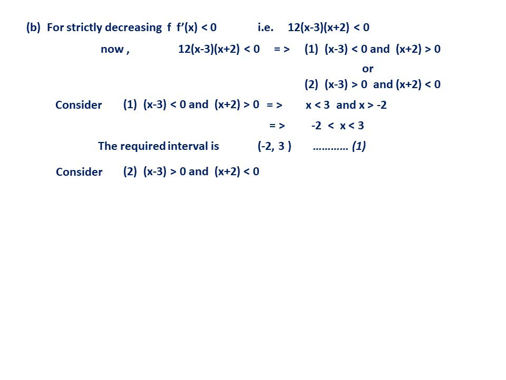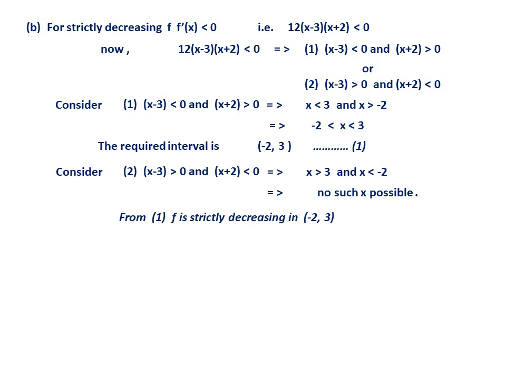Consider the second case, x minus 3 positive and x plus 2 negative. This implies x should be more than 3 and x should be less than minus 2. So can you have a real number which should be more than 3 and at the same time less than minus 2? Not possible. So this case is not possible. Therefore, the only interval which we get is minus 2 to 3. Therefore, f is strictly decreasing in the interval minus 2 to 3.